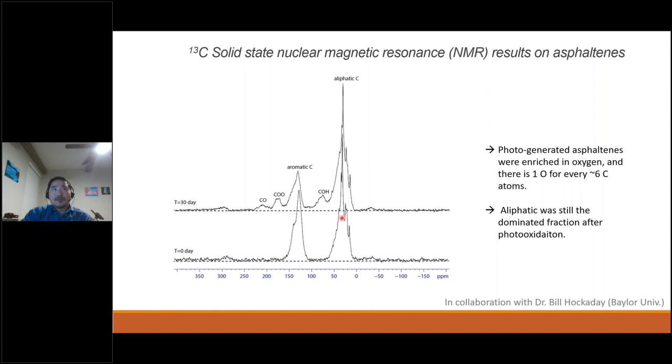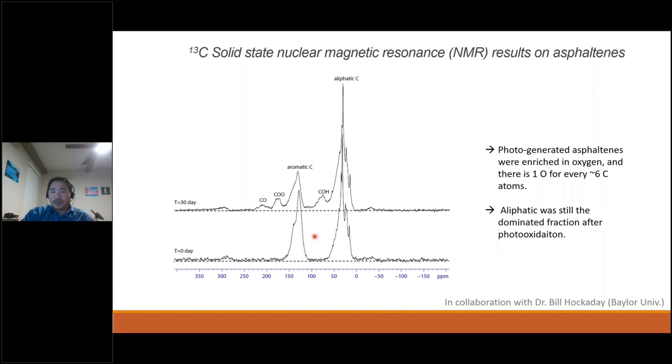So each peak represents a different carbon functional group. For example, this 0 to 60 ppm represents the aliphatic carbon, and this, about 60 to 70, is COH. Often you see the carbohydrate. For example, this aromatic carbon is a big peak.